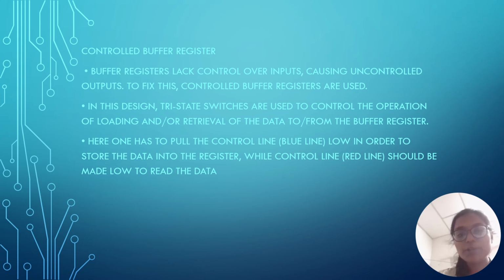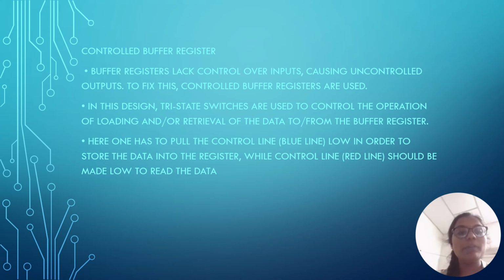Here, one has to pull the control line, the blue line, low in order to store the data into the register, while the control line, the red line, should be made low to read the data. A control buffer register is a special type of register that transfers data only when its control signal is active. It is used in digital systems where data movement must be precise, timed, and controlled.